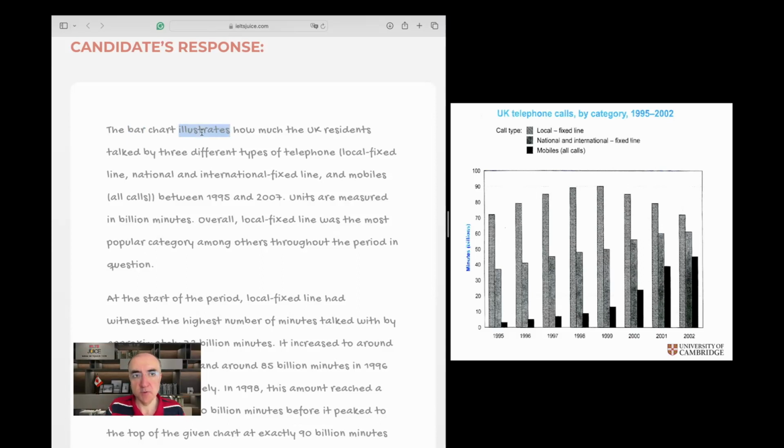I like the word illustrate here. That shows the writer was prepared. And yes, we are talking about UK residents. So all these elements are to the point. They're very, very good elements.